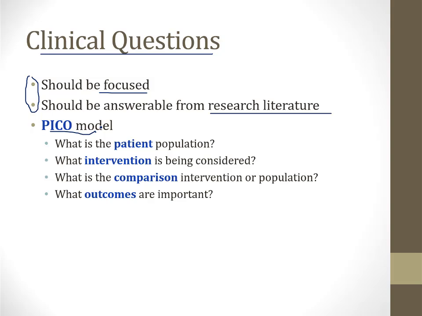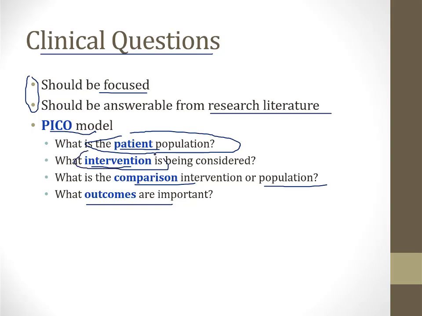And the PICO model refers to what is the patient population, what is the intervention being considered, what is the comparison intervention group or comparison population, and what outcomes are important. So for example, you need to know whether you're talking about men or women or elderly or young patients. That's the patient population. You need to be very specific about the intervention you're considering. Is it a specific drug, a specific type of surgery? You also need to be clear on what the comparison is.